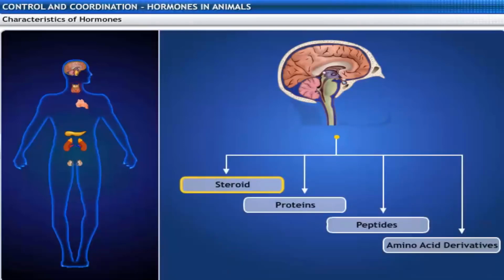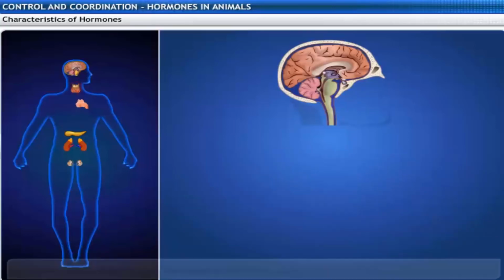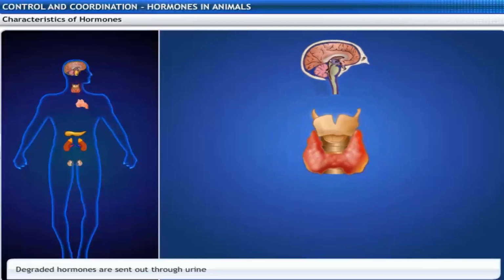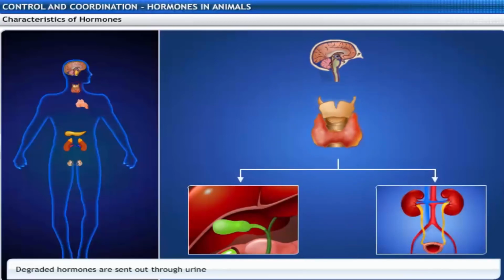They may be steroid, proteins, peptides, and amino acid derivatives. They act on target tissues or organs that are located far from the site of production. They are target specific. They are not stored and, except thyroxine, have high specificity. They are degraded by tissues and are excreted by the liver to the bile and by the kidney into urine.